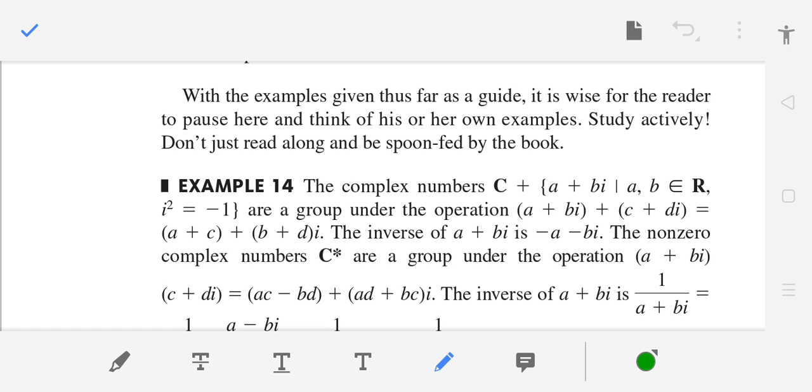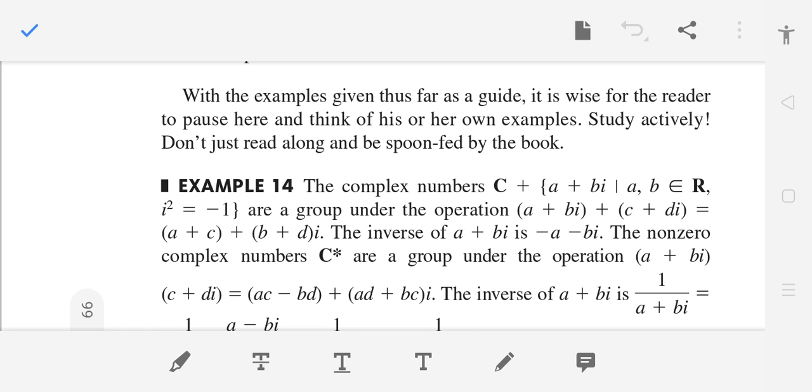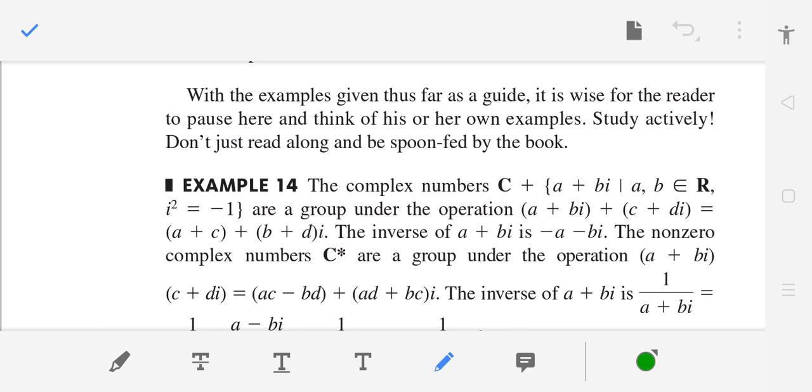We take the set of complex numbers C, which is a plus bi, where a and b belong to R, such that i squared is minus 1. So this is the set of complex numbers, and it forms a group. How does it form a group? You take any two elements of this set, a plus bi and c plus di, then the sum is again (a plus c) plus (b plus d)i.